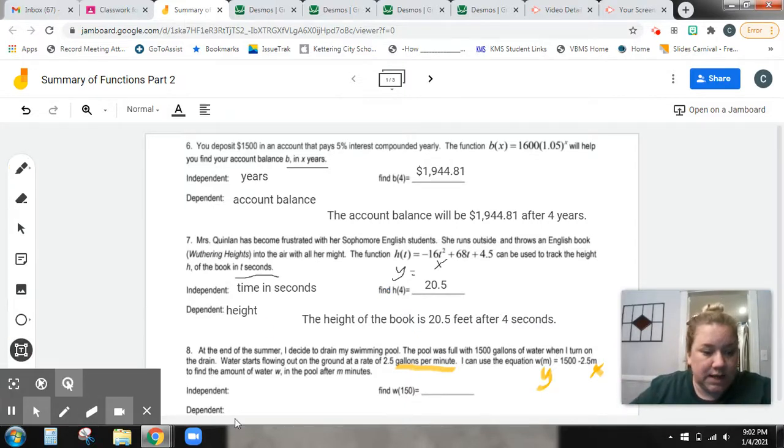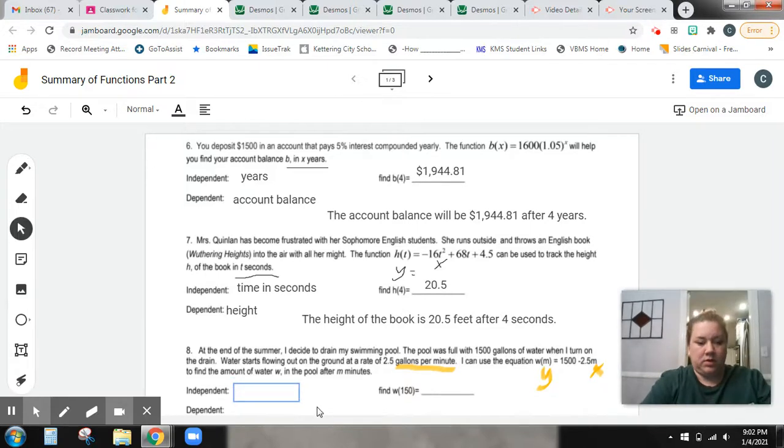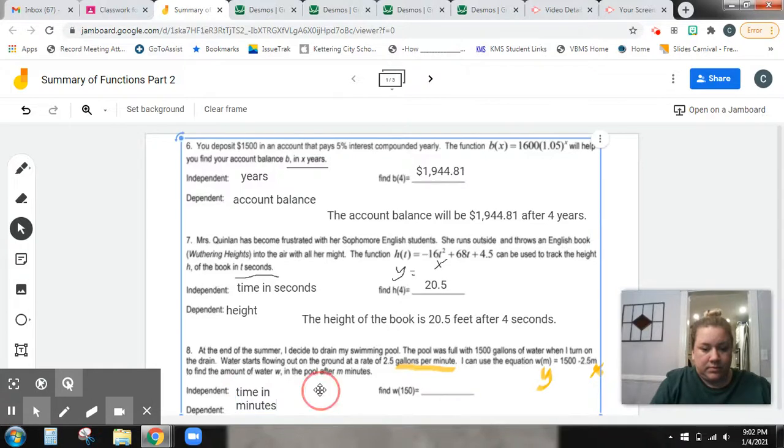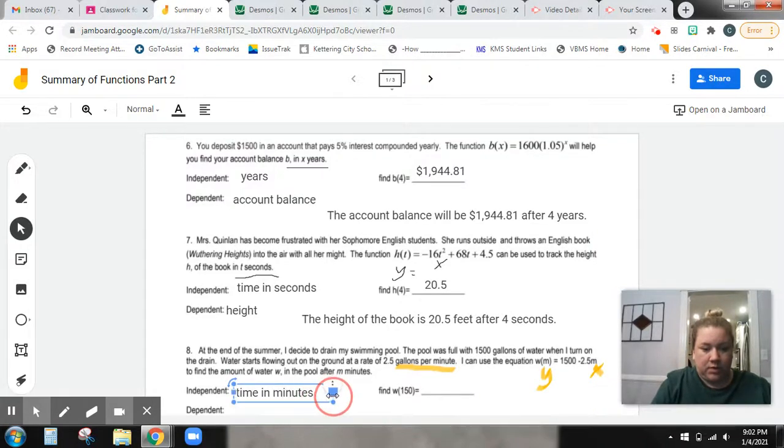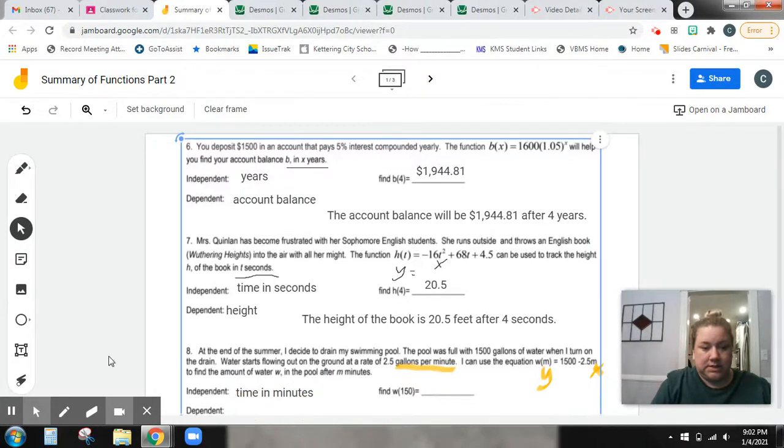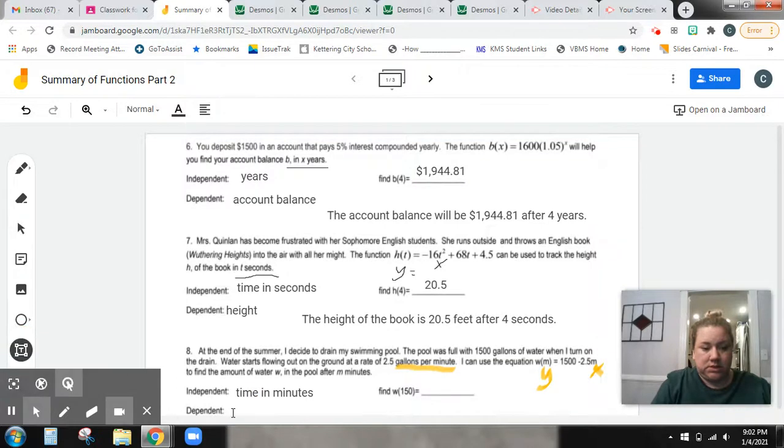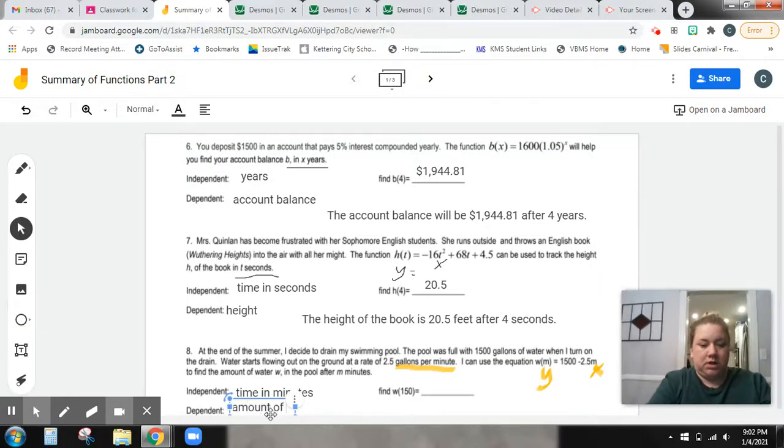So I'm going to take my text box. Independent is the time in minutes. And what is the dependent? It's the amount of water. So the water depends on the minutes.